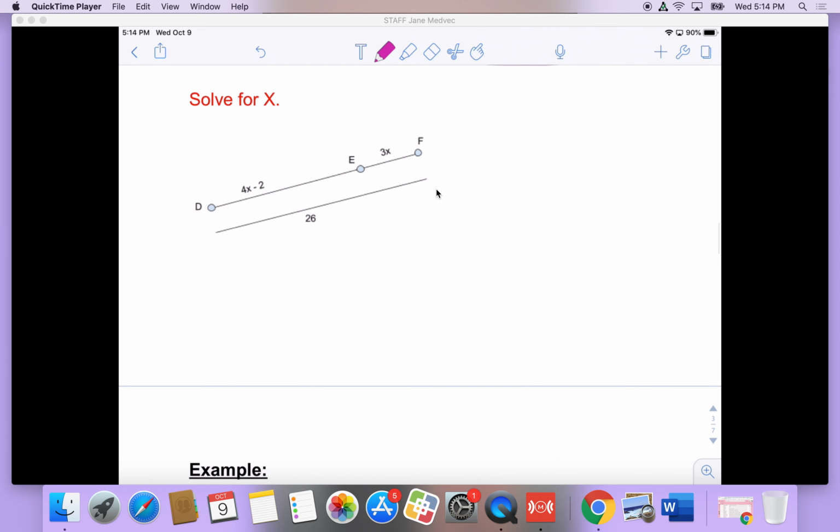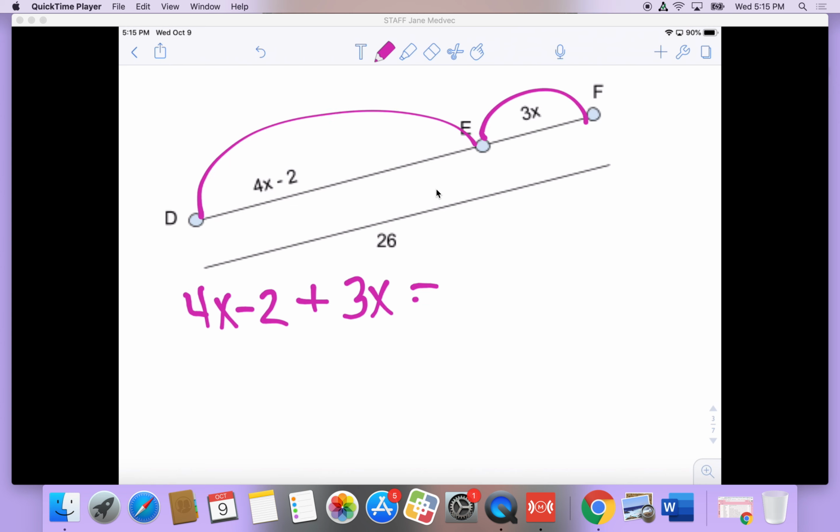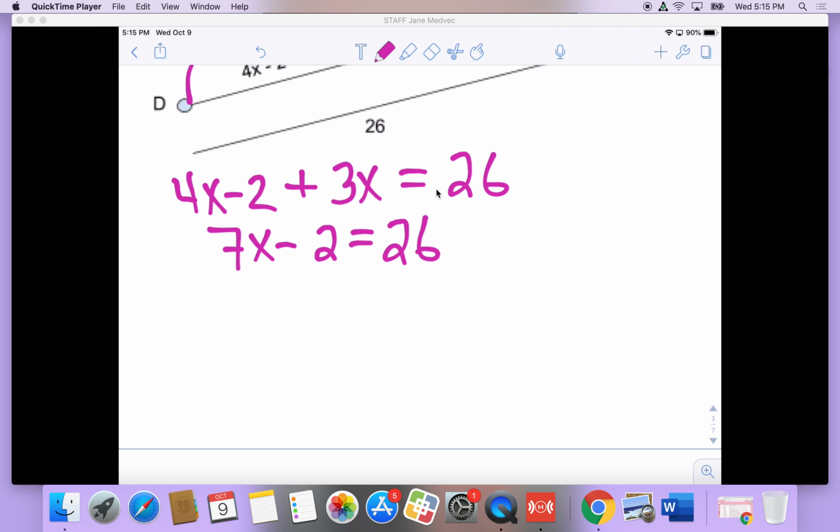The second problem, we're also solving for X, but you'll notice it's a little bit different. I'm going to take 4x minus 2. I'm going to add 3x. So I took this segment and I added this segment, and it gives me 26. So on a proof, you would say segment addition. Then you're going to combine your like terms. And again, this is something students tend not to want to do. They want to add the two, and don't do that. Please combine like terms. So I'm going to go 7x minus 2 equals 26. Then I'm going to add my 2. 7x equals 28. And x gives me 4 units.